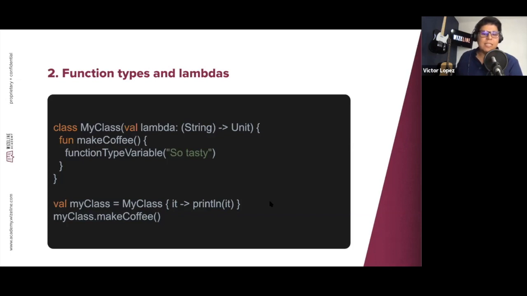Okay, so this lambda will only be executed when the makeCoffee function is executed. So how can we do that? Well, as you can see, we take the new instance, myClass, and we call the function makeCoffee. So this will execute the function makeCoffee, and the lambda will return the string "so tasty". Okay.